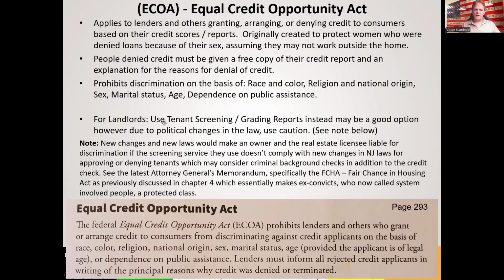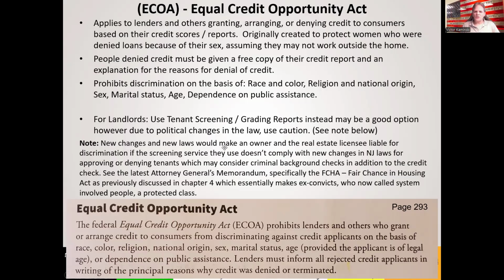For landlords, using tenant screening or grading reports instead may be a good option. However, with some recent changes in the laws here in New Jersey, we got that FCHA, that Fair Chance in Housing Act. It kind of makes criminals a protected class. Okay, we could do the screening for the credit, your bills and your payments, and maybe even do employment checks. But you've got to be careful about denying people because if you're doing criminal background checks too, you may not be able to do them except in certain circumstances.